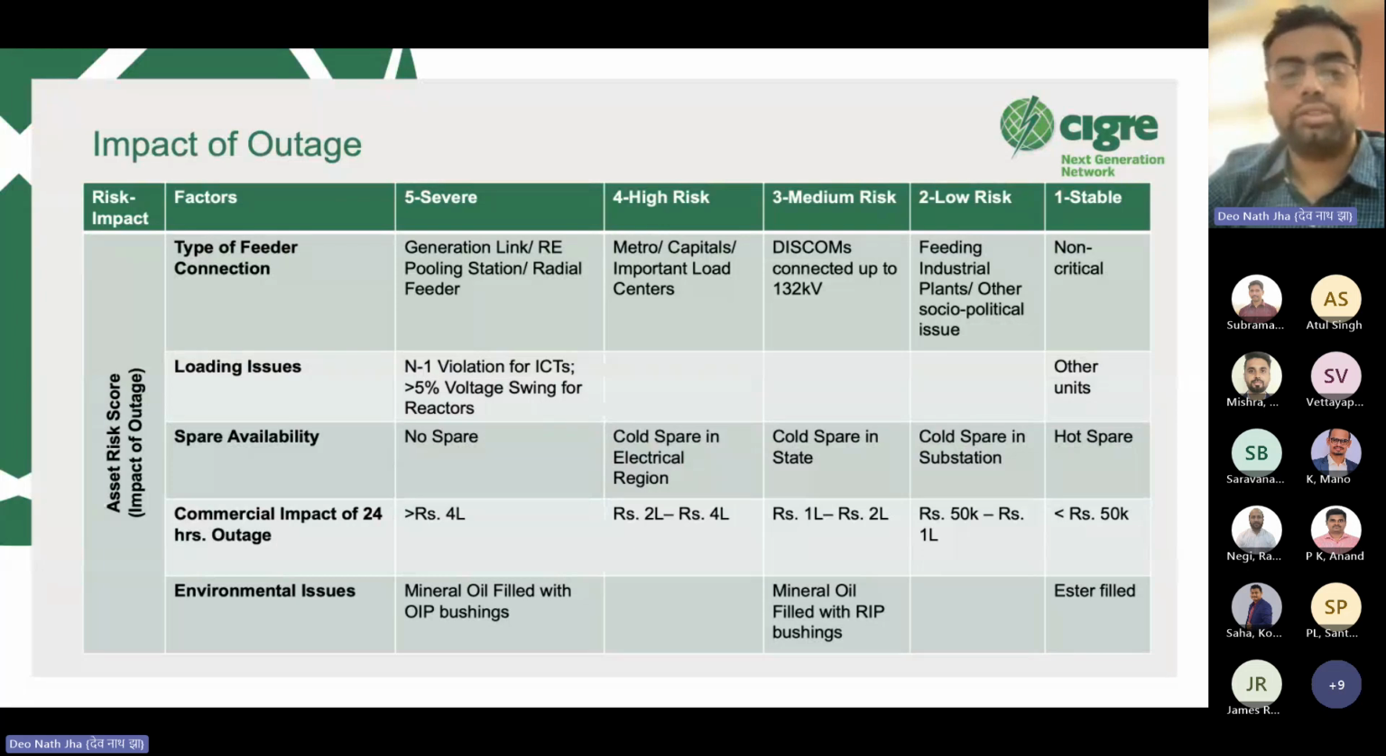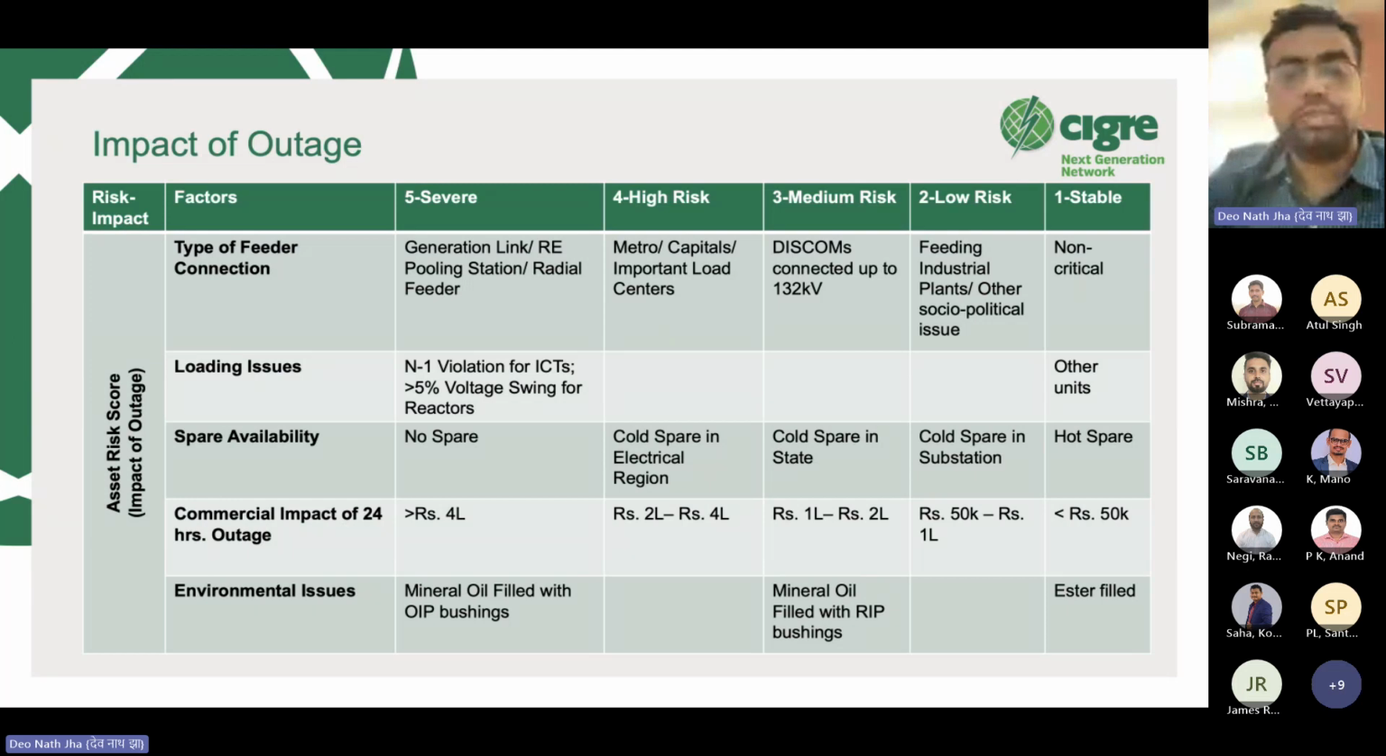In terms of loading issues, we are calculating n-1 violations for transformers, or more than 5% voltage swing for the reactors. And similarly for spare availability, if there is no spare available, that is the most critical unit. And if there is a hot spare, that has been categorized as a stable unit.